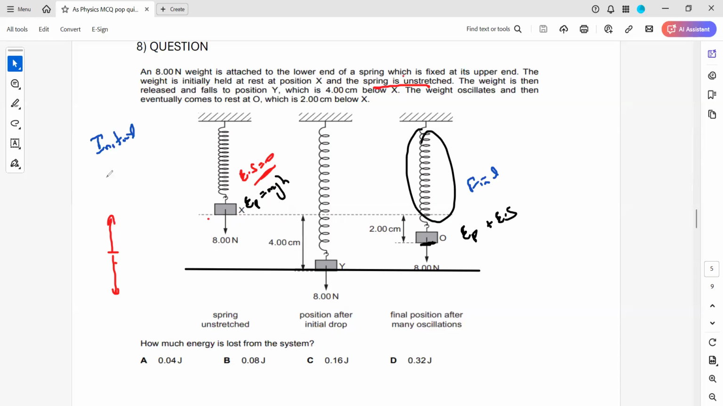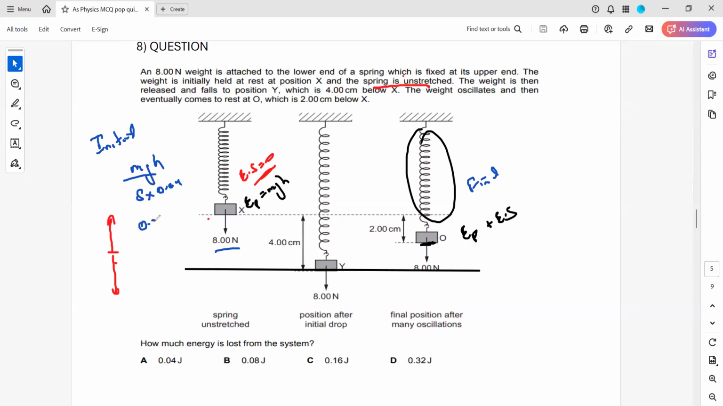So if we need the gravitational potential energy, which is mgh, mg is actually the weight, which is 8 Newton, and the height above. So what is the height above the origin? It's 4 centimeter or 0.04. So 8 multiplied by 0.04, what's the answer?